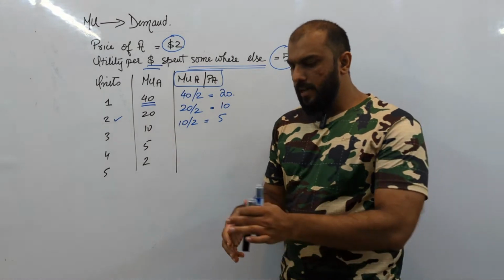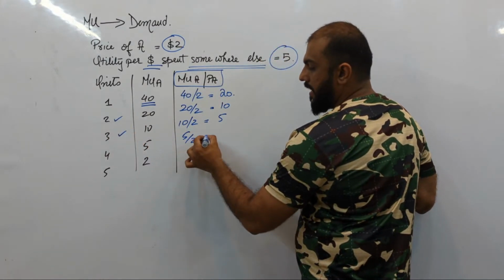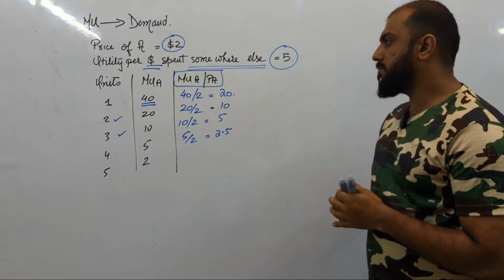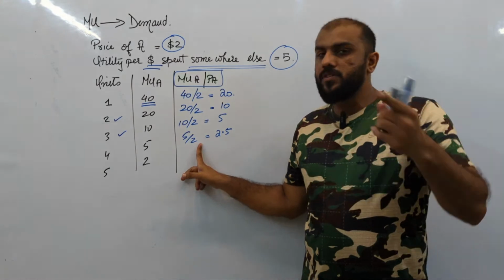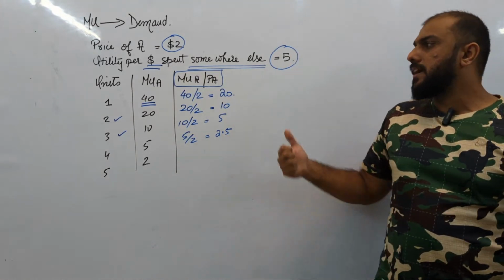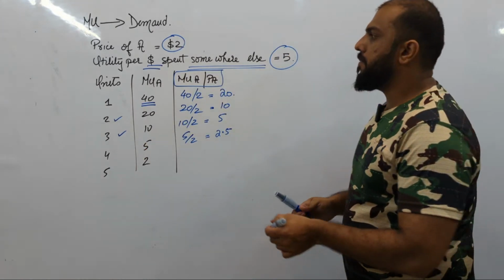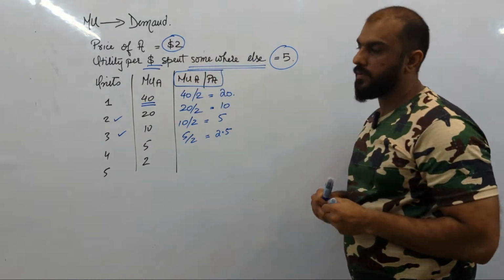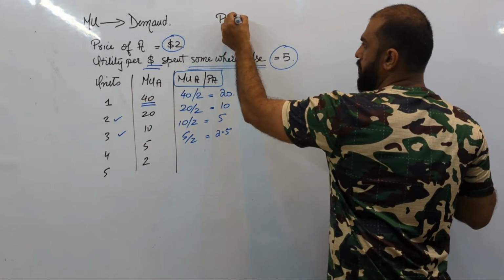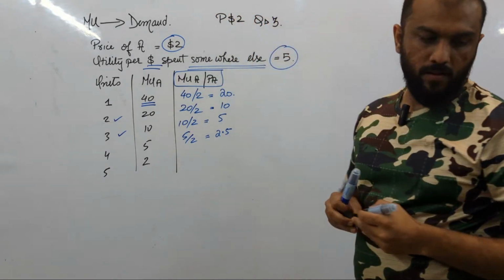I'm going to still consume my third unit, but I am not going to consume my fourth unit because the marginal utility per dollar spent on A is 2.5, whereas I can get more satisfaction if I were to spend my money somewhere else. So when the price is 2, I'm going to write it over here. When the price is $2, my quantity demanded was 3. All right.